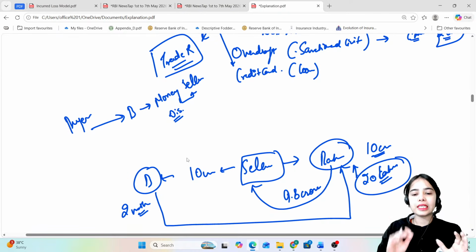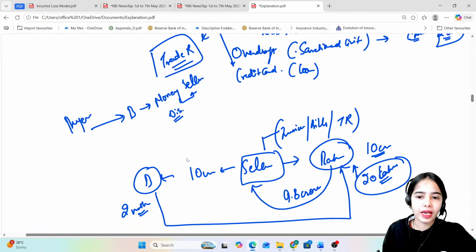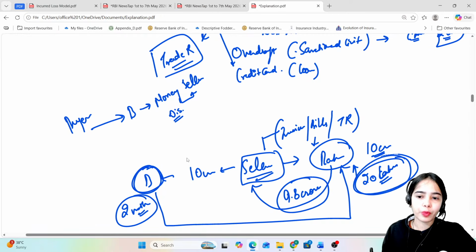So this is the idea. The seller gives the invoices or the bills or the trade receivables to the bank, and the bank can take the money from the buyer. Okay, and the seller gets the immediate funds, the buyer can pay after 2 months, and the bank will get a profit for getting the money from the buyer after 2 months.